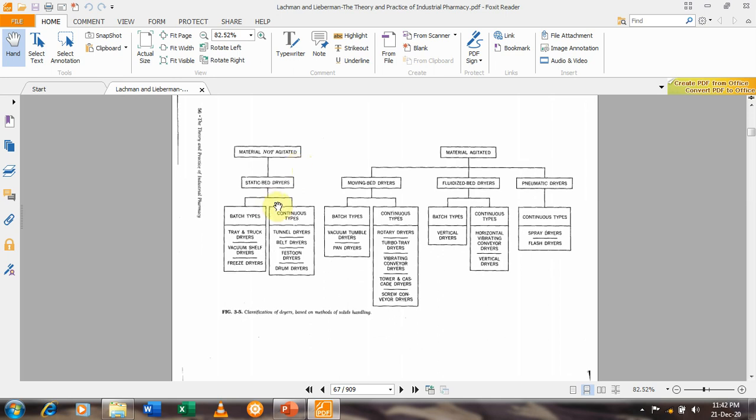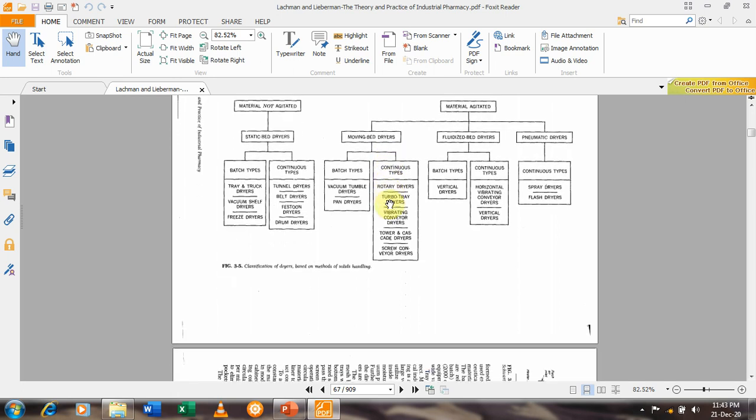In a static bed dryer, there are certain types of example, including tray dryer, vacuum shelf dryer, freeze dryer, and apart from that, tunnel dryer, belt dryer, and fluid dryer, as well as a drum dryer. Similarly, there are other examples, either batch types that we prepare in one cycle, or continuous types, where we continuously incorporate the feed and it is continuously processed. Either the batch type or the continuous types, different examples were given for the moving bed dryer, fluidized bed dryer, as well as pneumatic dryer.